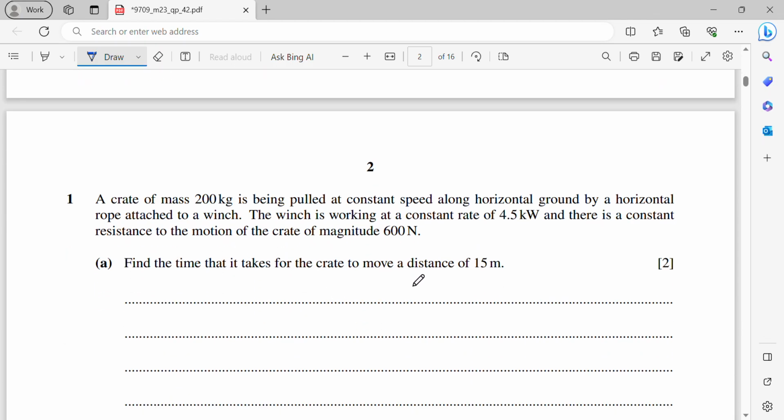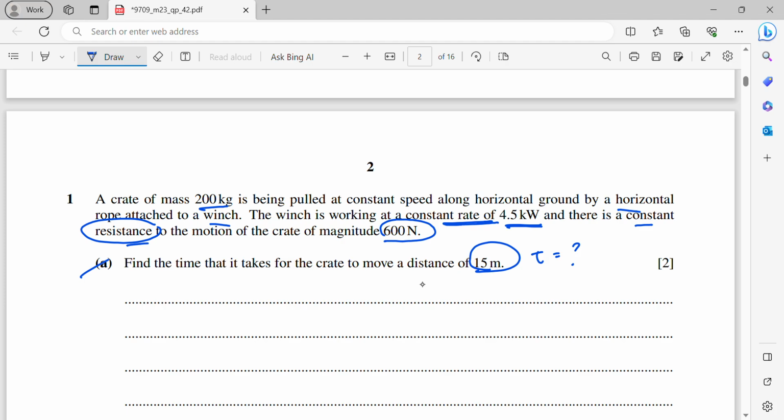For question number 1, a crate of mass 200 kg is being pulled at constant speed along horizontal ground by a horizontal rope attached to a winch. The winch is working at a constant rate of 4.5 kilowatt, and there is a constant resistance to the motion of the crate of magnitude 600 newtons. So now, A, find the time that it takes for the crate to move a distance of 15 meters. So we need to find what is the time.